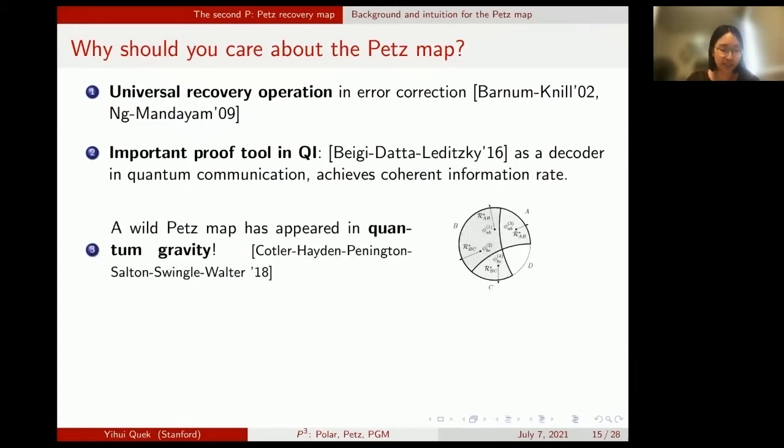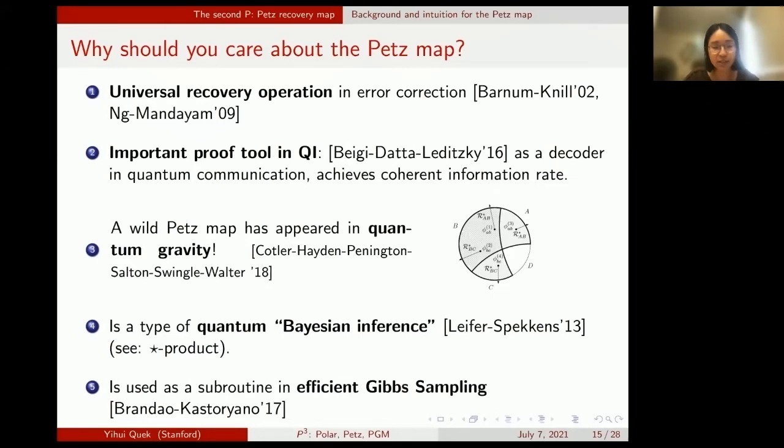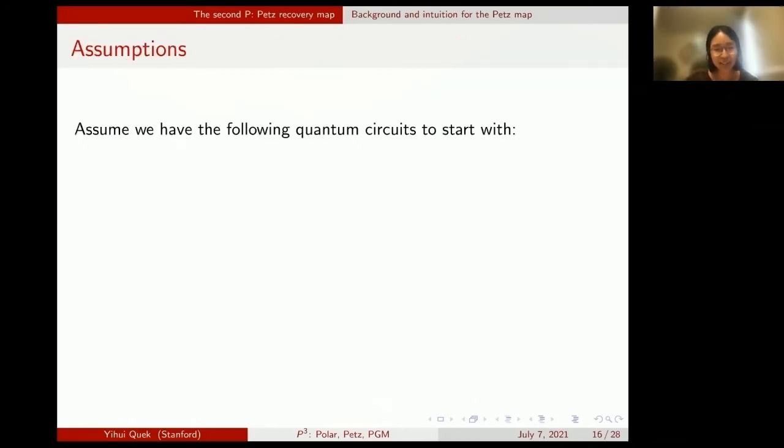It has appeared in quantum gravity in this application called entanglement wedge reconstruction. It can be thought of as a type of quantum Bayesian inference, and this is linked to what I said just now, where it's kind of like the reverse of a quantum channel. It's used as a subroutine in this algorithm for efficient Gibbs sampling by Brandao and Kastoryano. And Gibbs sampling is thought of as one of the most promising applications for achievable quantum computers. So the conclusion is that the Petz map appears in many, many places. So we're actually going to implement a Petz map on a quantum computer.